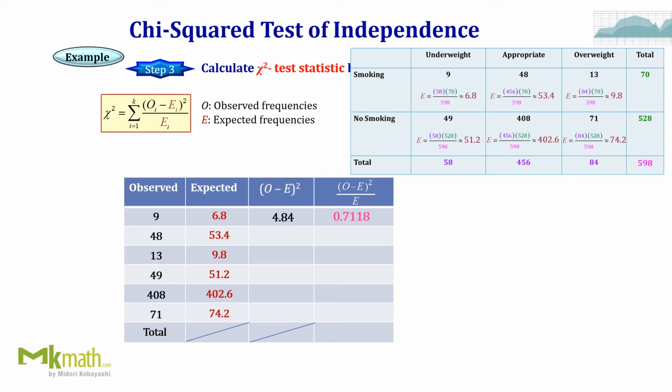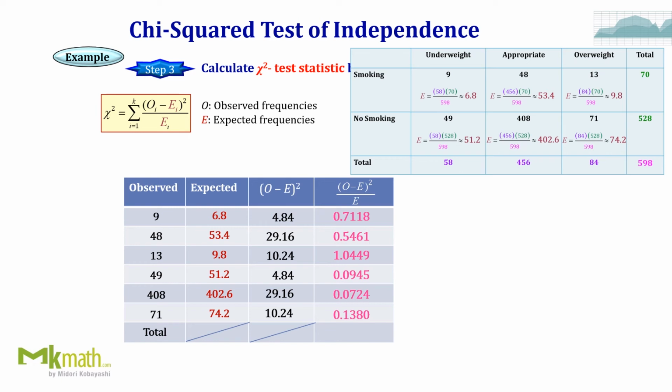In the same way, square of 48 minus 53.4 to get 29.16. Keep this value 29.16 divided by 53.4 to get 0.5461. Repeat the same way to get all values. Please use the square key function from your calculator when you calculate the square part to avoid some miscalculations.